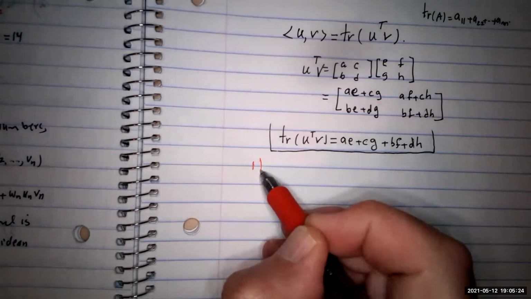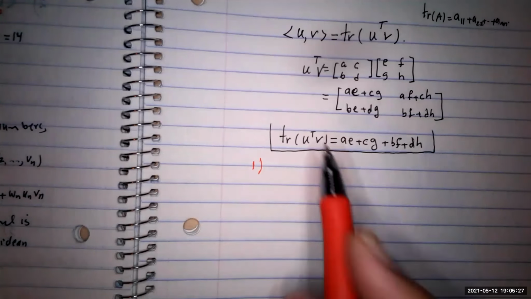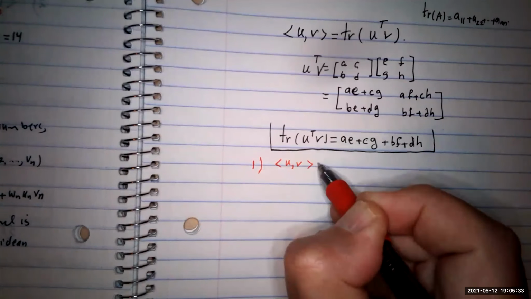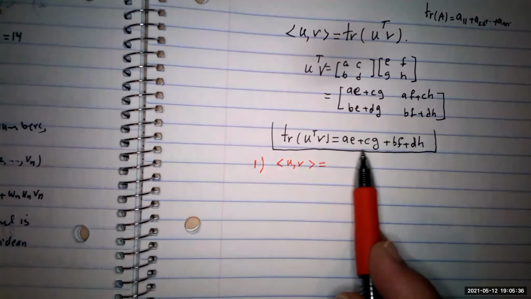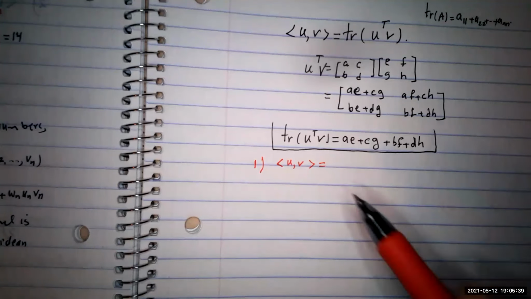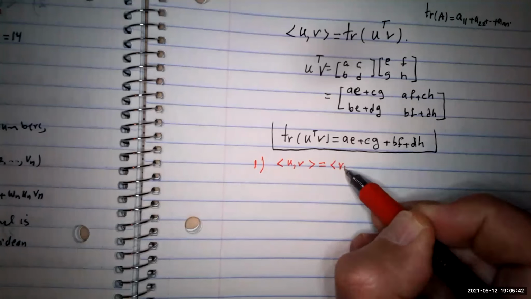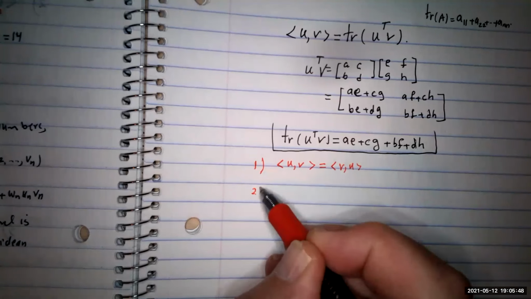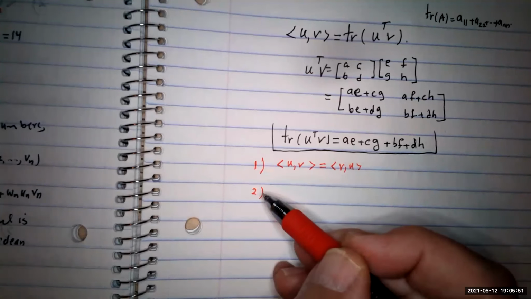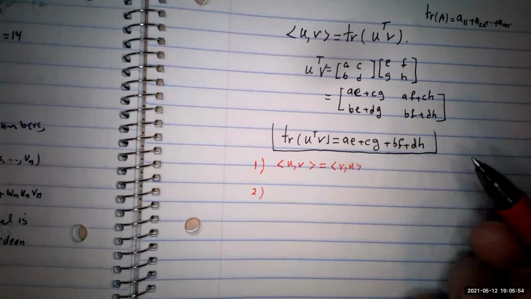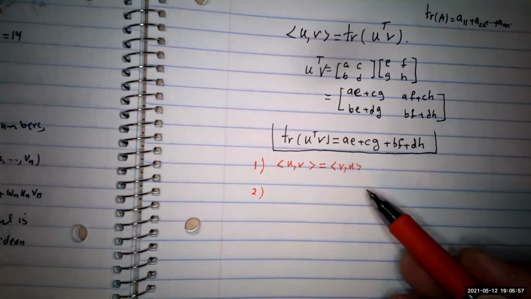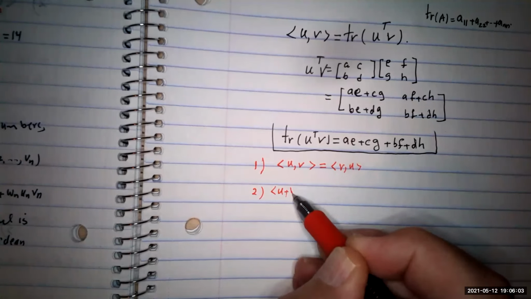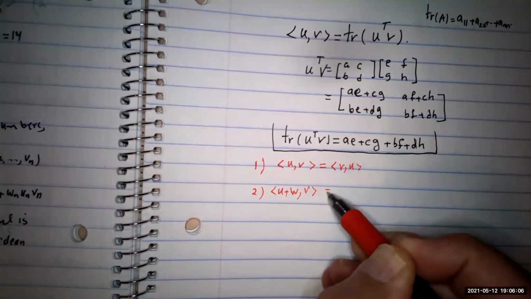The first property is very easy. You consider U and V and you want to switch them. It's easy to switch because these numbers can be switched easily. So this is true, just switch these numbers. The second one is just the linearity. Again, it's easy to find, so this is going to be true.